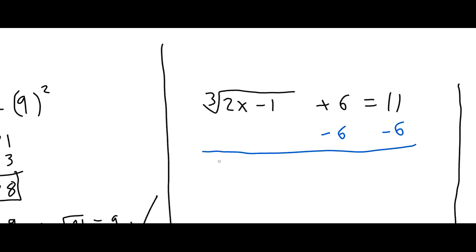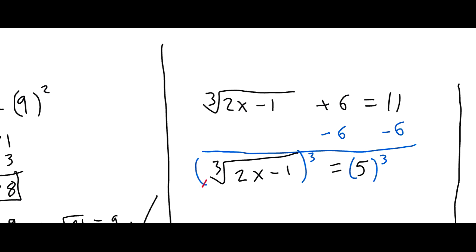That means you are left with the third root of 2x minus 1 equals 11 minus 6, which is equal to 5. Now, since you have a third root, we want to raise both sides of the equation to the power of 3 because your index of 3 and your power of 3 cancel each other out. So that means you have 2x minus 1, no more radical with it, equals 5 to the third, which is not 15, 5 to the third, which is 125.